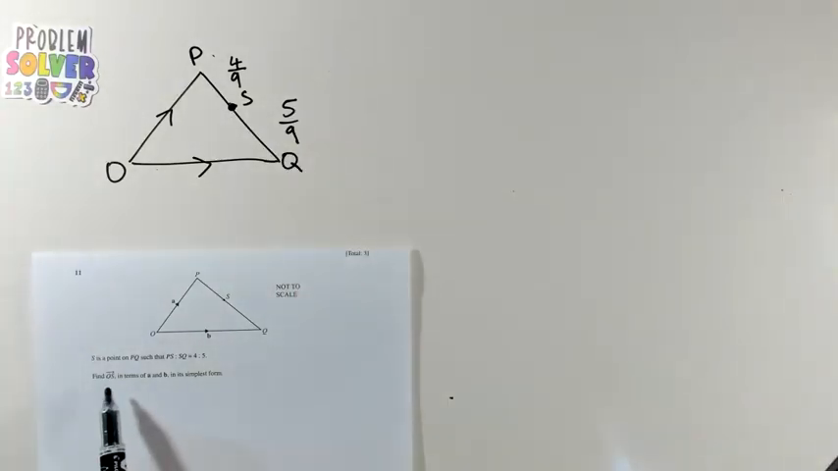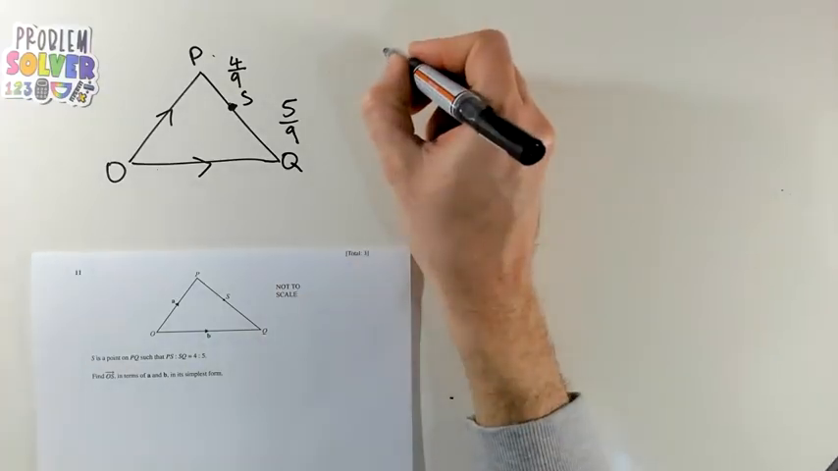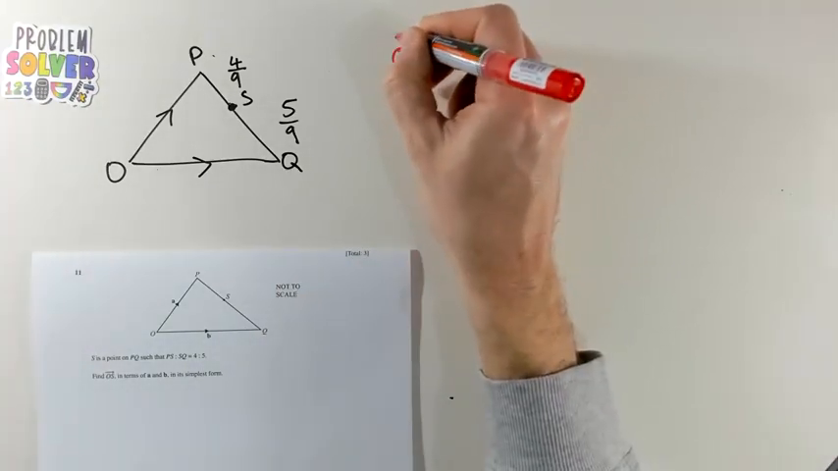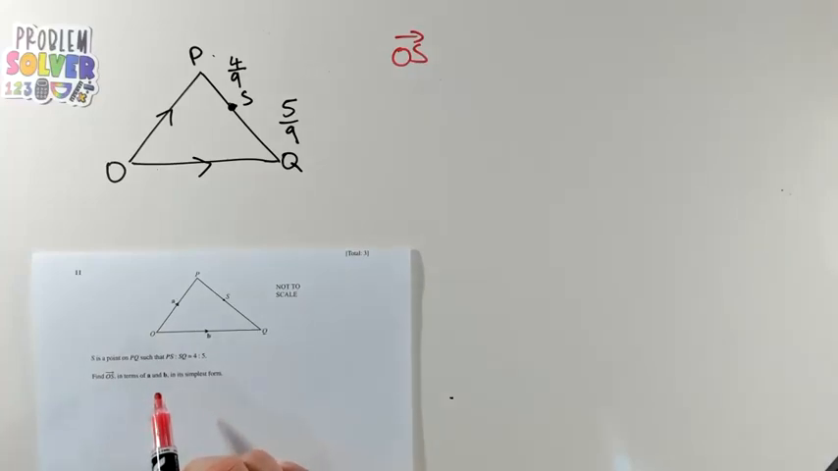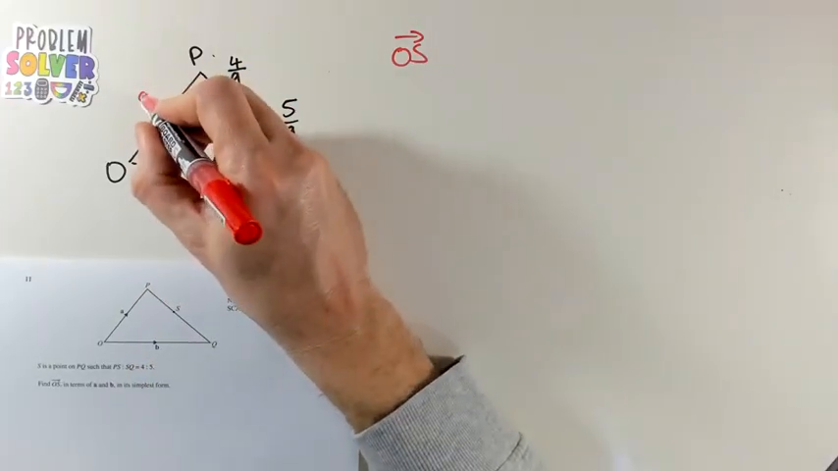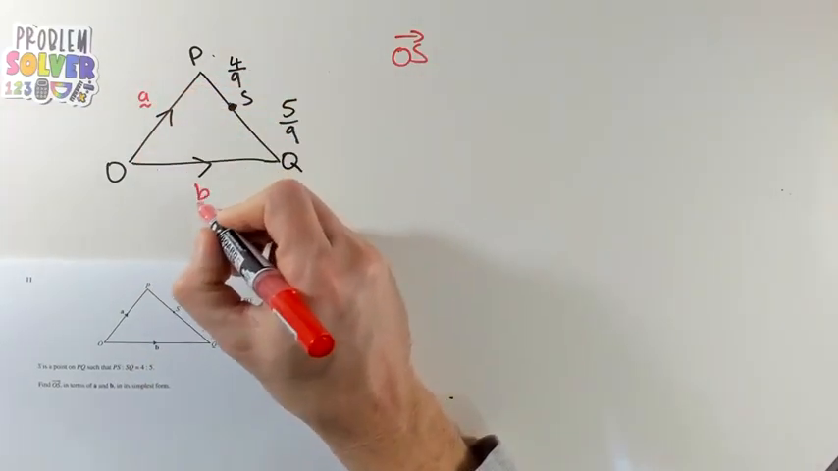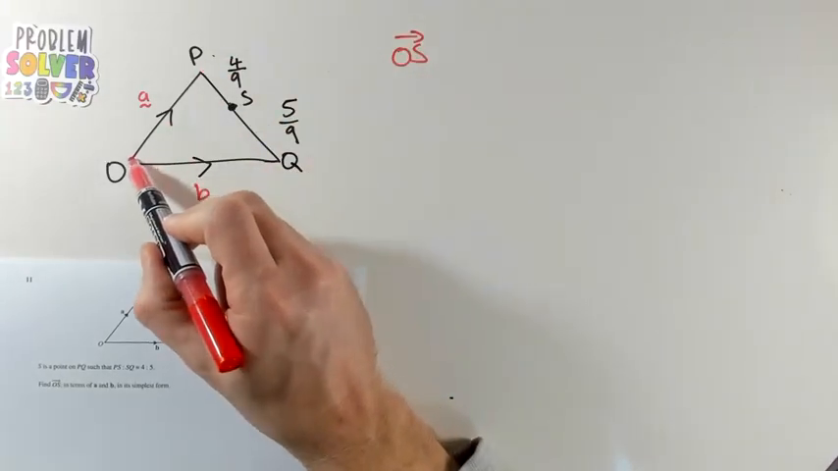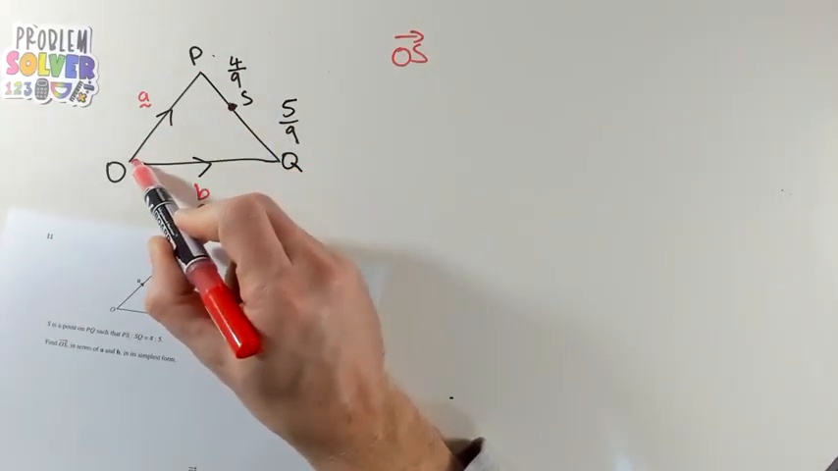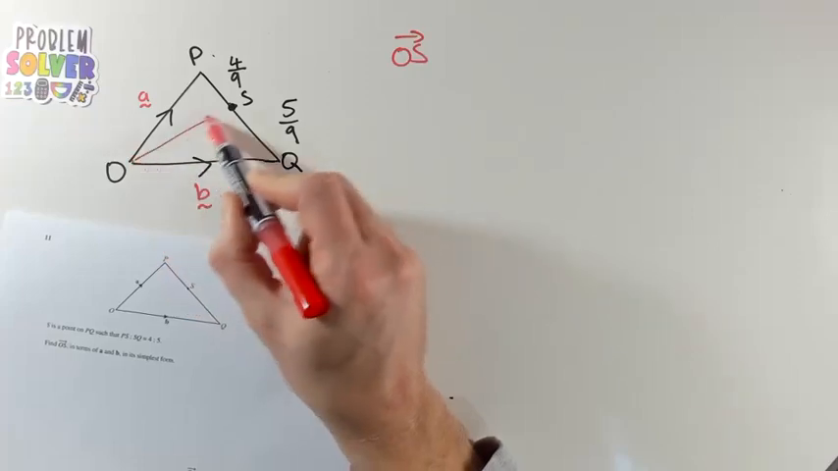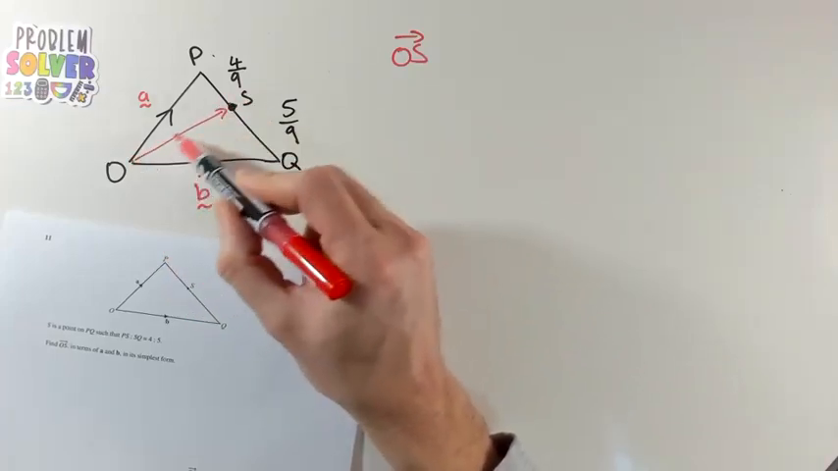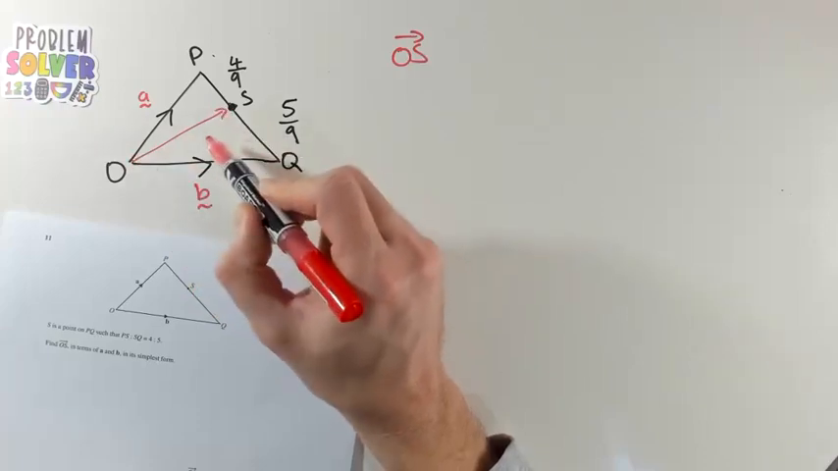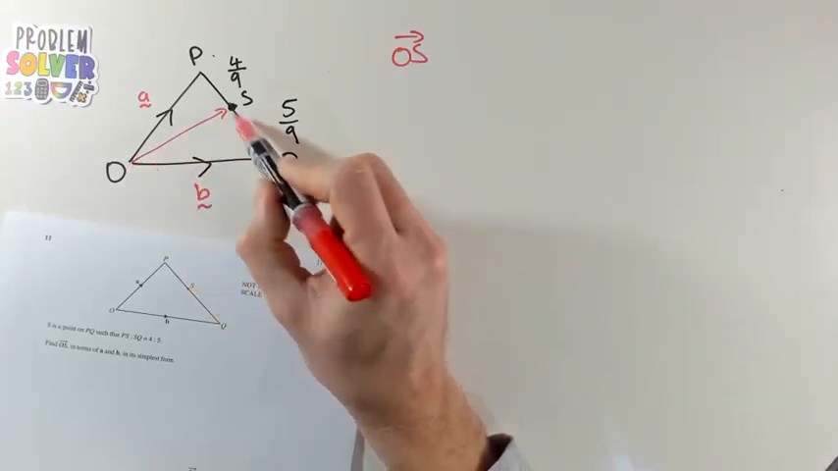And they're saying find OS. So they are telling us to find OS in terms of A and B. Now they did give us A, and they gave us a B. Now we want to get directly from O to S. We want to find out what that is, but we can't go directly there because we don't have any information about going directly there. So we have to find a different route.